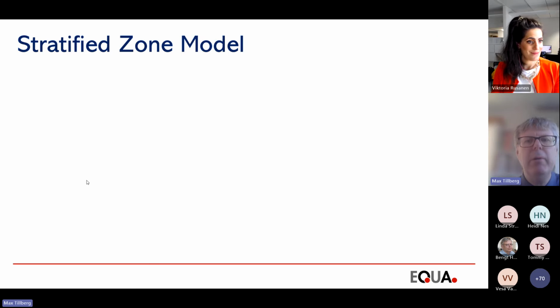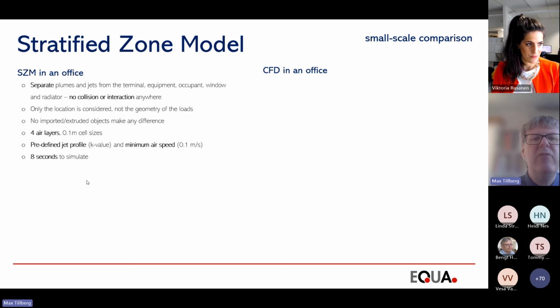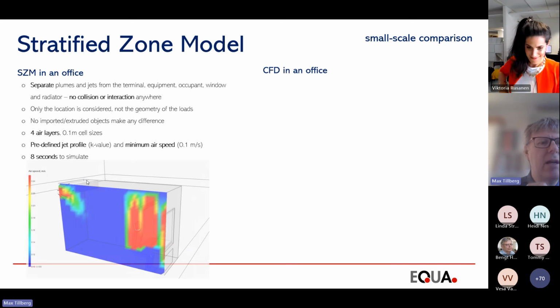So let's look at the example. Let's assume we have a small office, a single zone office, and we're going to look at this both with the new zone model and with the CFD model. The CFD model is currently in beta, but you can apply for it if you want to try it out. It will soon be a public beta. Until now it has been a closed one, but now we want everybody to play around with it and test it.